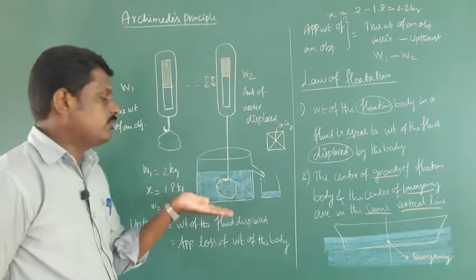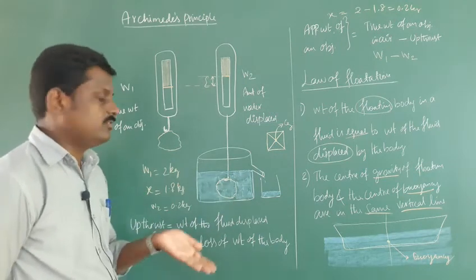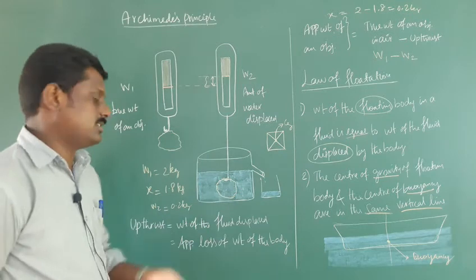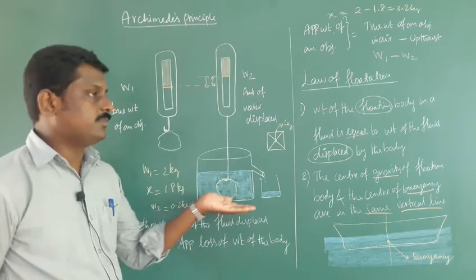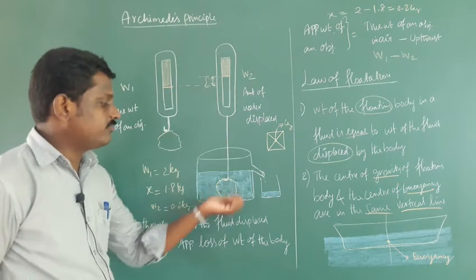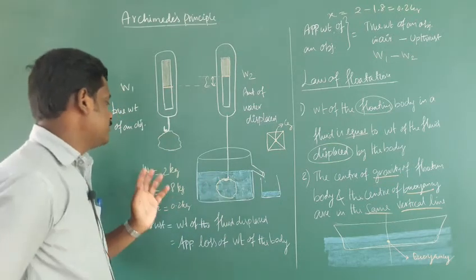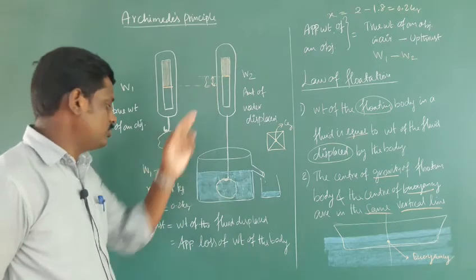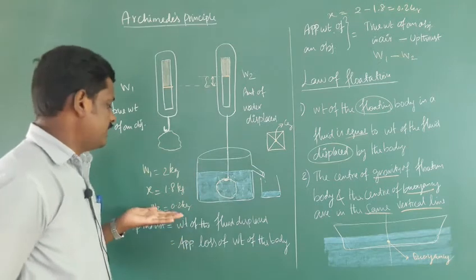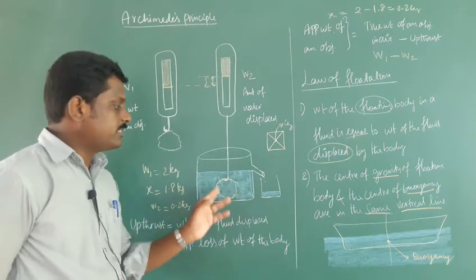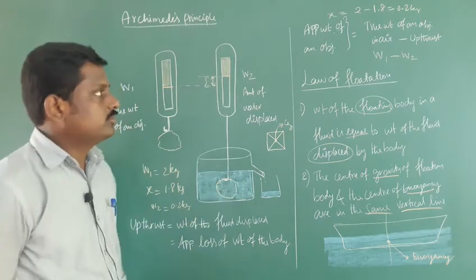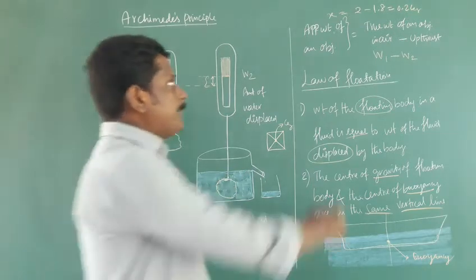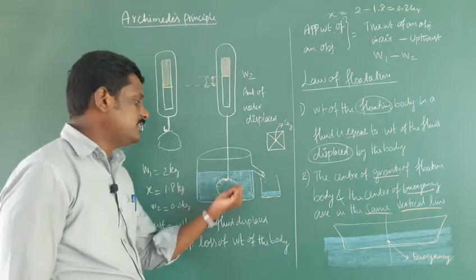If we go into the water, you feel some weightlessness, as if you lost some weight. That loss of weight is due to the upthrust. The upthrust equals the weight of the fluid displaced by the object, which is the apparent loss of weight of the body. Consider a true weight of an object of 2 kg, and the spring balance shows 1.8 kg inside the water. W2, the weight of water displaced by the object, is 200 gram. From this we can find how much weight is lost inside the water.